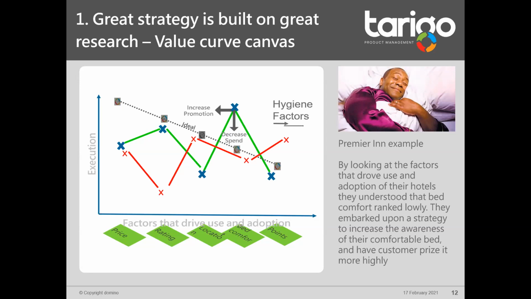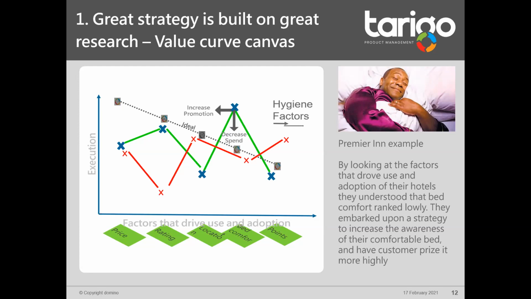What I'm showing here is an example of what we use within products. It's something called a value curve canvas. And this is a really great tool to bring out a lot of data and show it on one slide effectively. I'll talk you through the example in a minute that we worked on with Premier Inn. What you do is plot the factors that drive the use and adoption of your product or services, and you'll see that indicated along the bottom axis. Here I've drawn out price, ratings, location, bed comfort, and points.